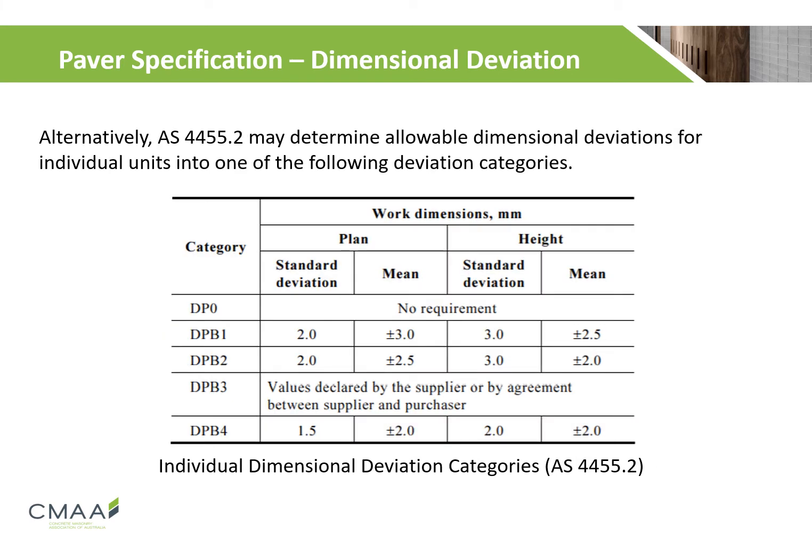As mentioned previously, the dimensional deviation may also be categorized for the deviation of individual units. For individual unit deviations, AS 4455.2 has 5 categories: DP0, DPB1, DPB2, DPB3, and DPB4. Again, paving units are categorized depending on the variation of work size dimensions determined.